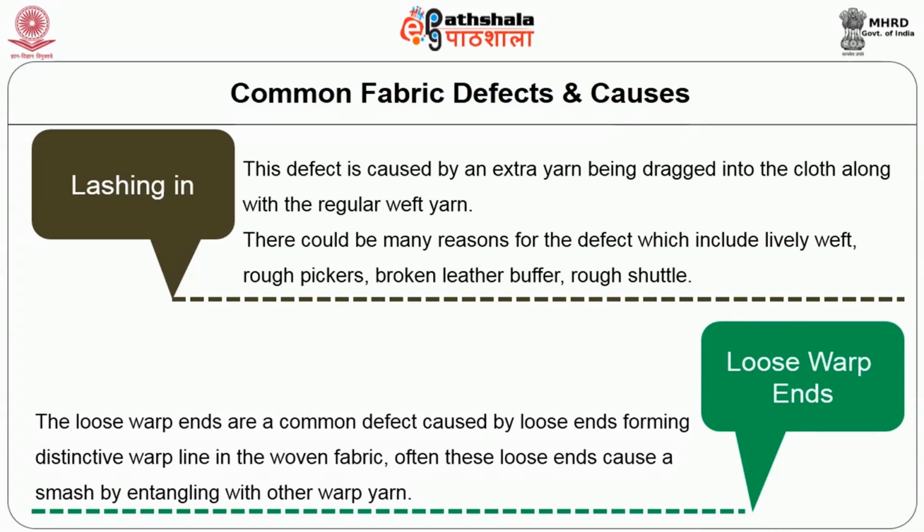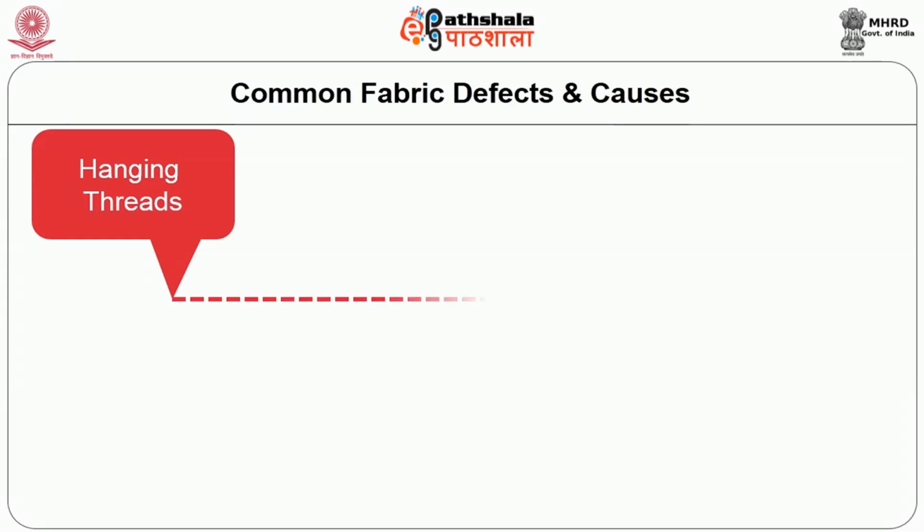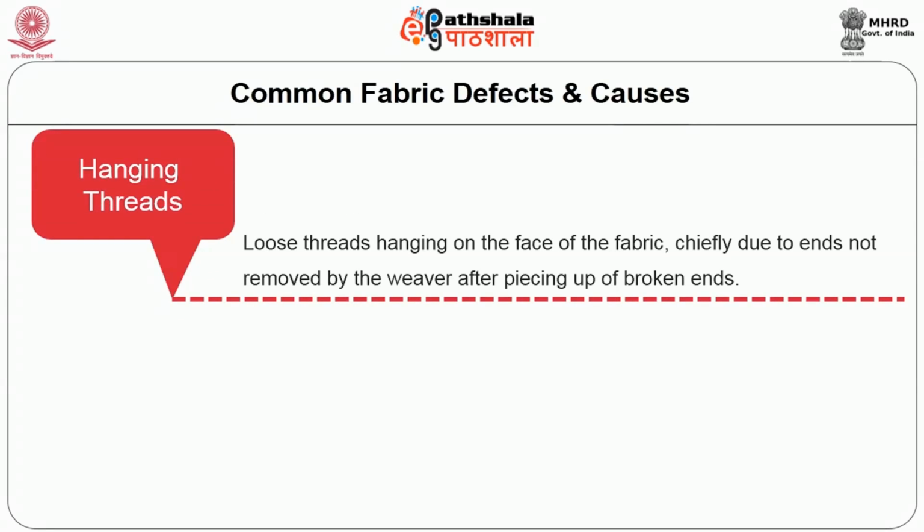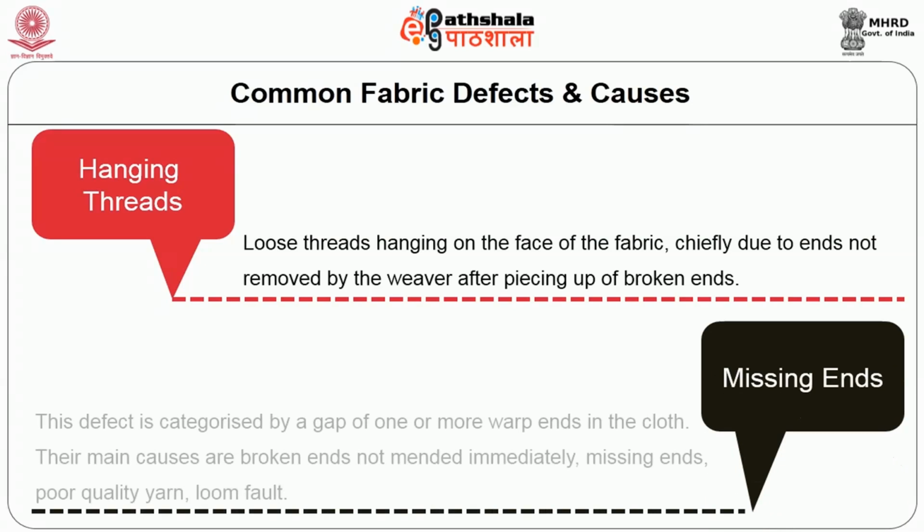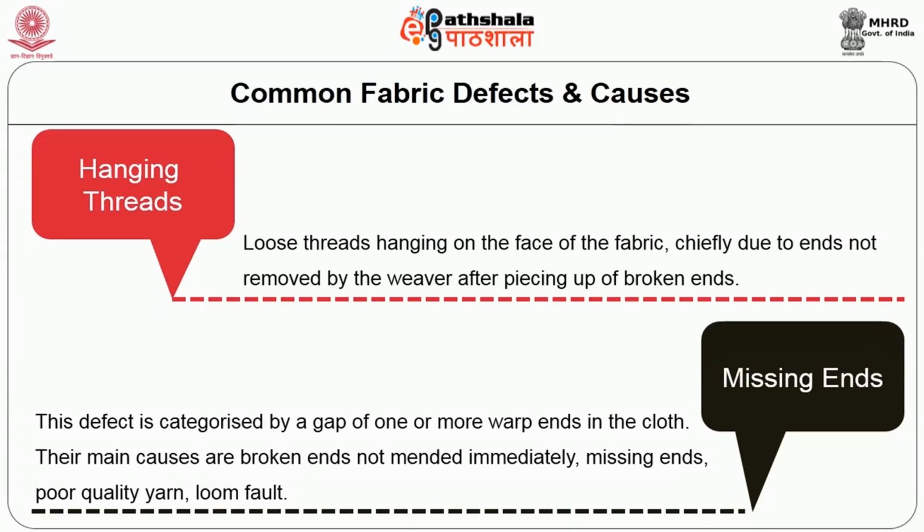The loose warp ends are a common defect caused by loose ends forming a distinct warp line in the woven fabric. Often these loose ends cause a smash by entangling with other warp yarns. Hanging thread: loose threads hanging on the face of the fabric, chiefly due to ends not removed by the weaver after piecing up of broken ends. And the missing ends: this defect is categorized by a gap of one or more warp ends in the cloth. The main causes are broken ends not mended immediately, missing ends, poor quality of the yarn or loom faults, etc.